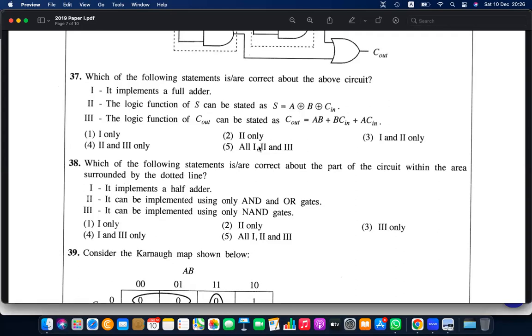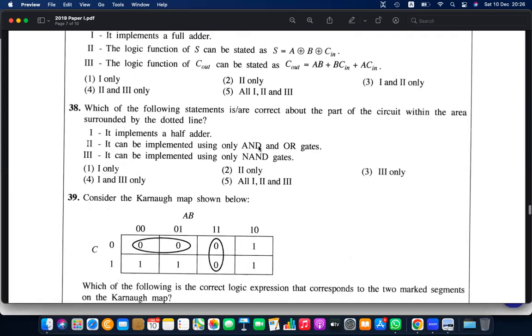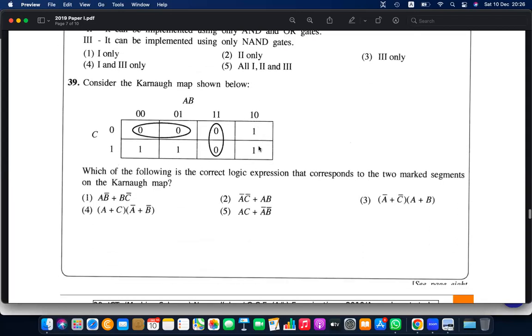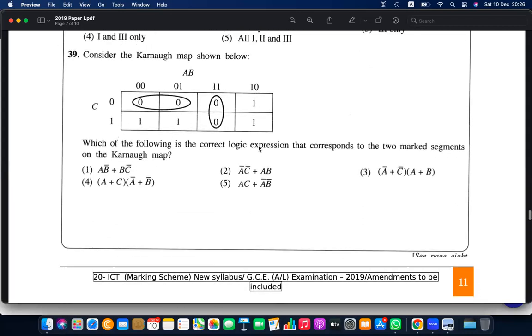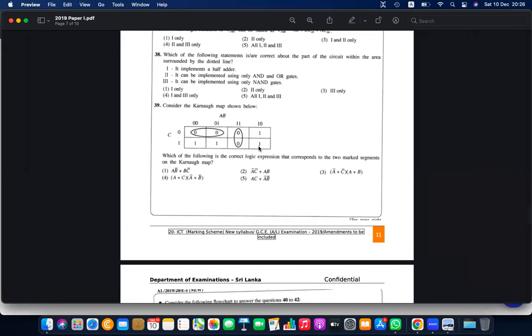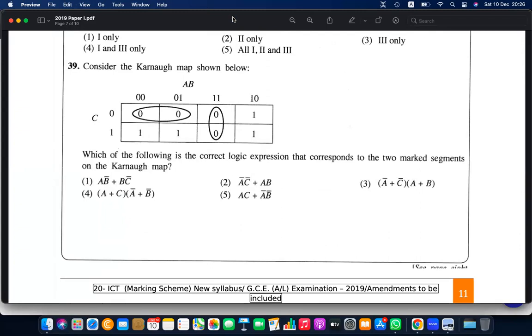Okay, the next. Consider the following K-map, and they're asking about the logic expression or Boolean algebra expression. Can you answer the question? Okay, question number 39 quickly. Question number 39.